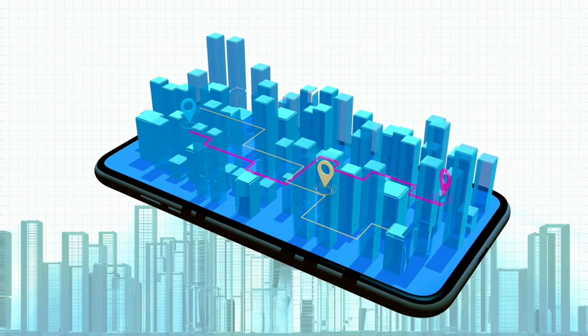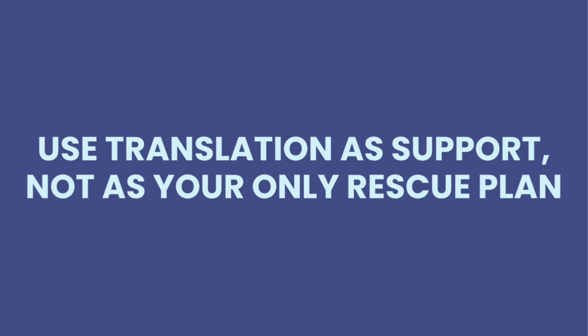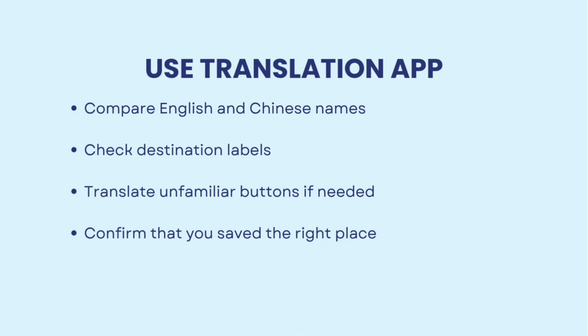Of course, translation tools help too, and yes, you should have one ready. But the key is, do not wait until you are already lost to solve everything live. Use translation as a support tool, not as your only emergency strategy. So use it to compare English and Chinese names, check destination labels, translate unfamiliar buttons if needed, and confirm that you saved the right place. That is much more effective than trying to improvise everything in the street.